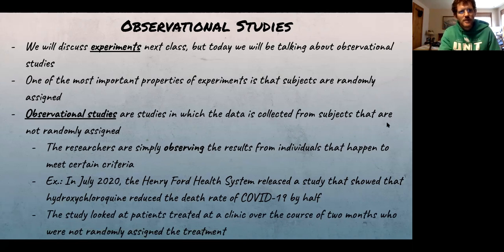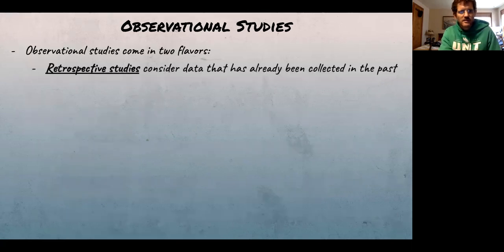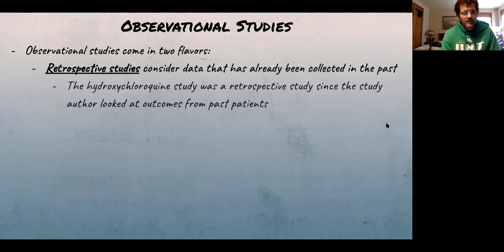So observational studies come in 2 flavors. We've got the retrospective study. These are past events that have already been recorded. The outcome is known, and you can consider that past data in your study. The hydroxychloroquine study was a retrospective study since it looked at outcomes from past patients.